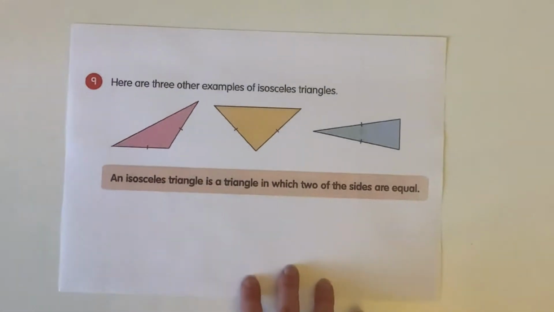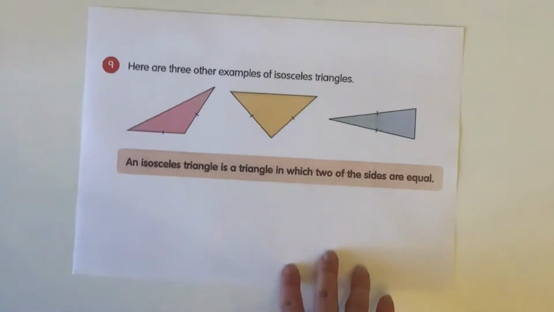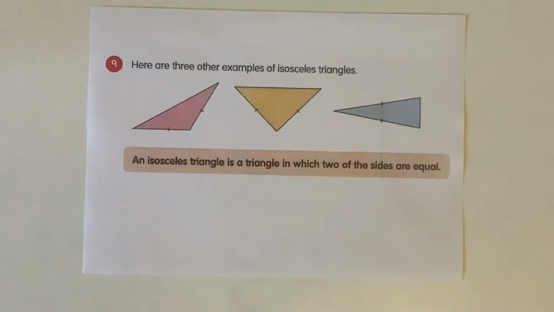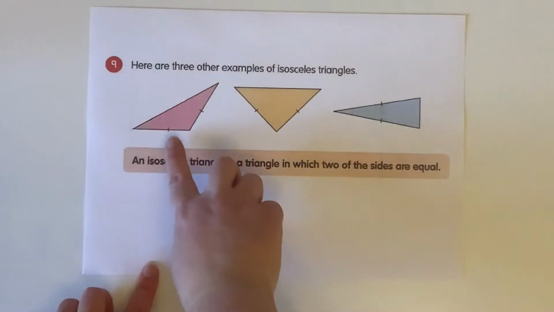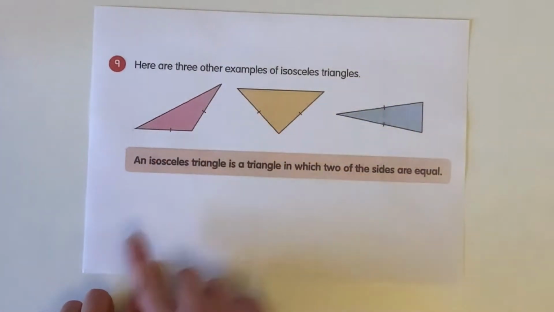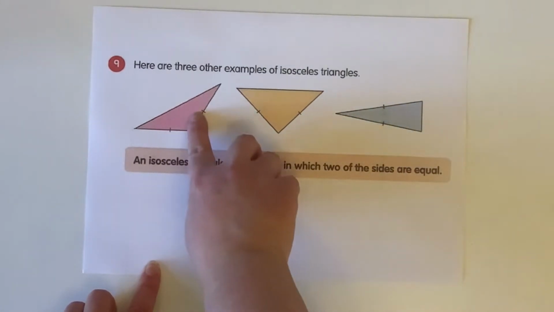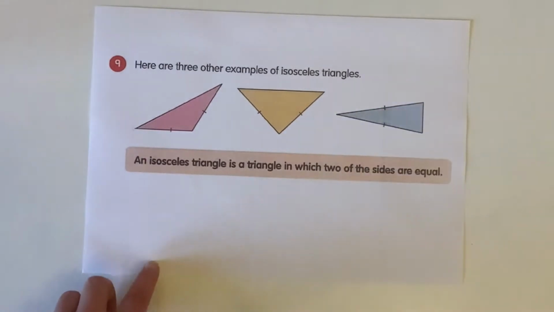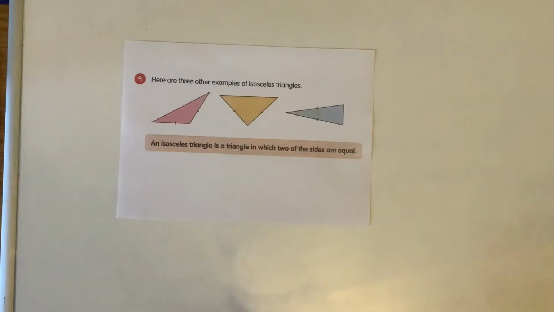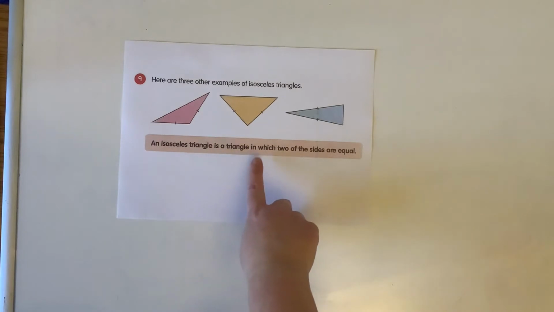Let's look at a few more examples. What I'd like you to do is have a look at these 3 triangles and either point at the screen or point at the piece of paper that you have in front of you. Which pairs of sides are equal in these isosceles triangles? Hopefully you're pointing at this side and this side, this one and this one, and then finally this side and this side, because we've got these little dashes on the sides to show that they are equal.